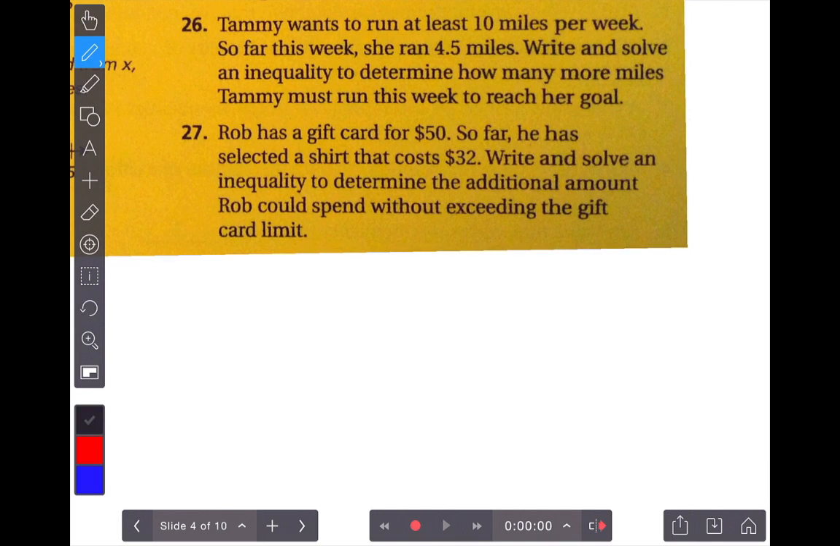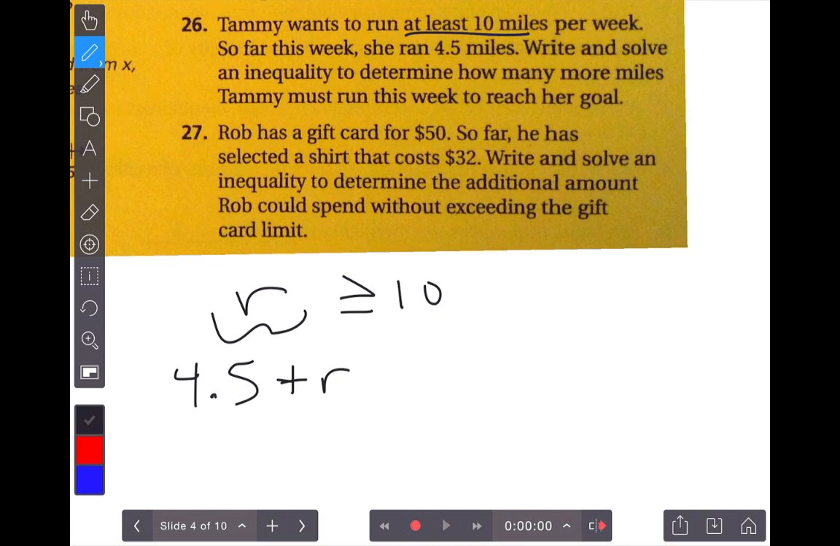Now this word problem, we said that she wants to run at least 10 miles. So whatever she wants to run has to be more than or equal to the 10 miles? Well, this breaks down into she ran 4.5 miles already, plus whatever else she wants to run during the week is going to be more than or equal to 10 miles.